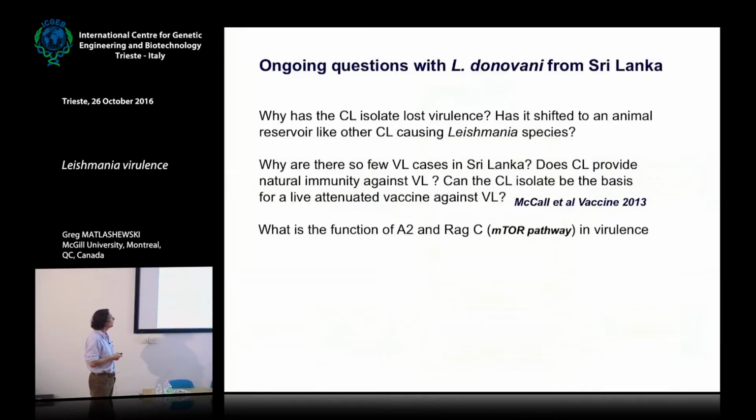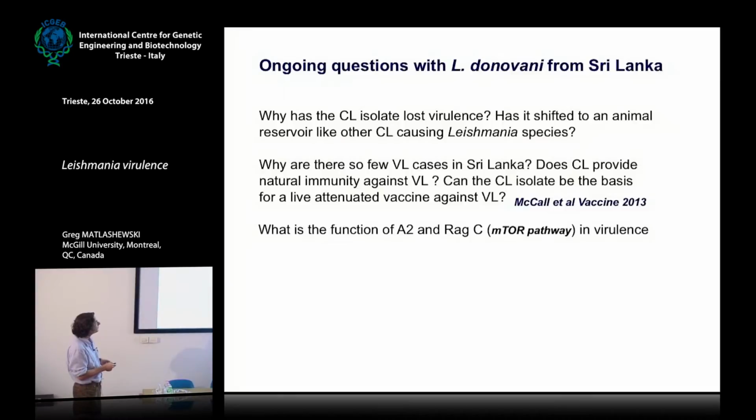So some of the ongoing questions we have is why the cutaneous has lost its virulence. So what happened in Sri Lanka? Why did Donovani go from a visceral parasite to a cutaneous parasite? What was the pressure to do that?